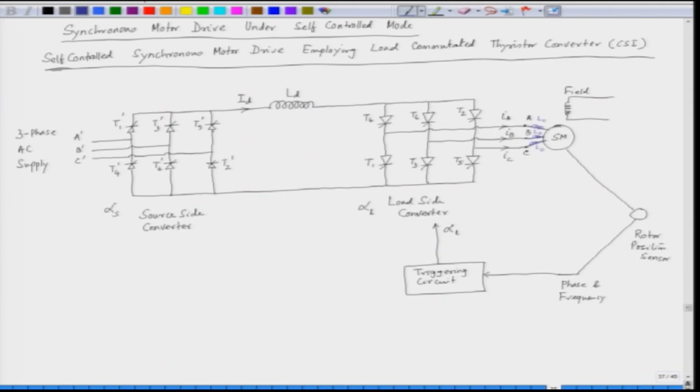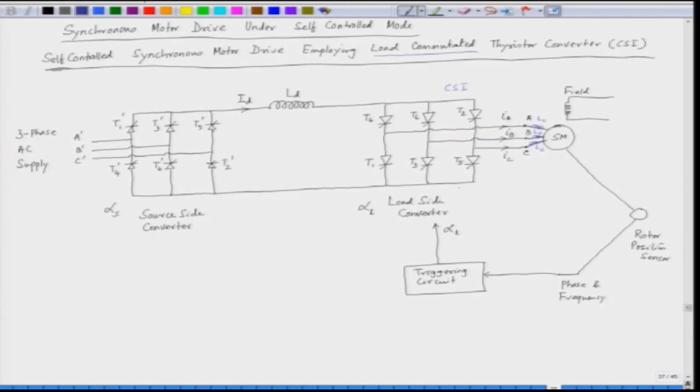Now, this load side converter, which has SCRs, is also known as a CSI, current source inverter. These have to be commutated by the back EMF of the synchronous machine, because these SCRs do not have any forced commutation circuit. When they are triggered, they have to be turned off by the back EMF. So, this is called a load commutated thyristor converter, because the thyristor converter is commutated by the load, which is the back EMF of the synchronous machine.